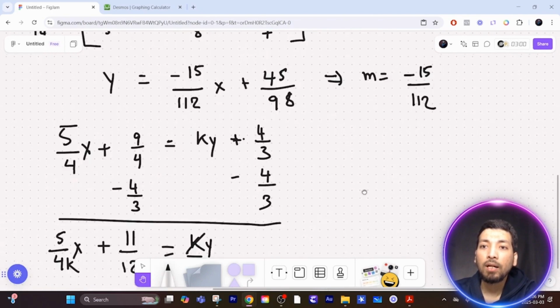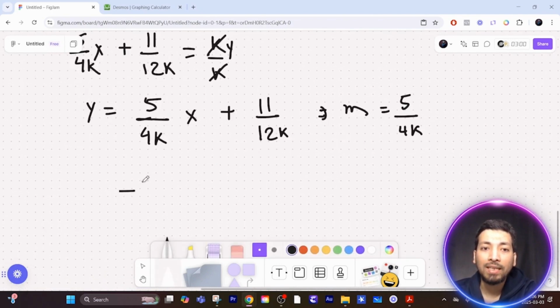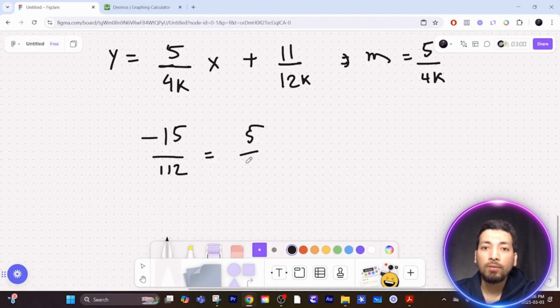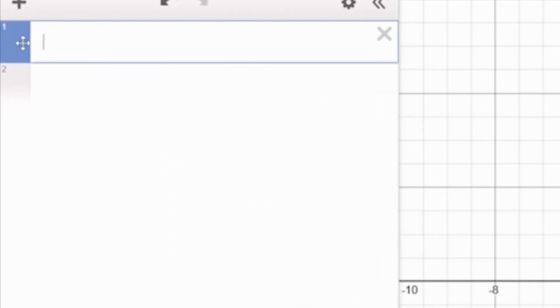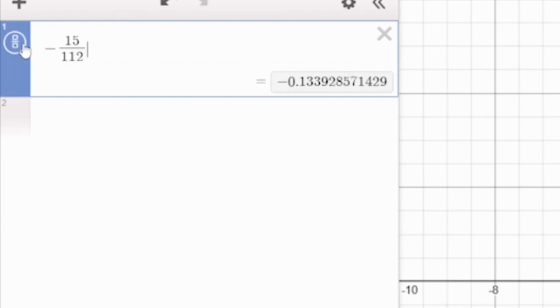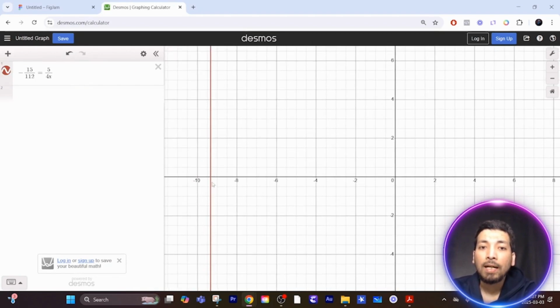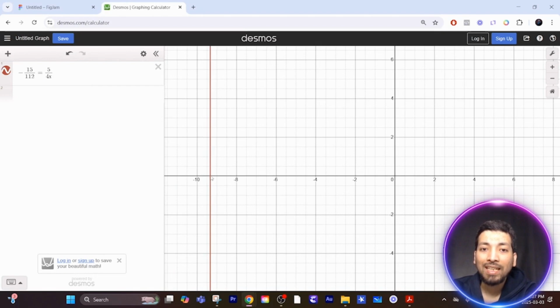Now these two slopes are equal. So we can write negative 15 over 112 is equal to 5 over 4k. Now we can use Desmos to solve for this. If we use negative 15 over 112 is equal to 5 over 4k. Now, usually if we put a variable other than x or y, we don't get the value from Desmos. So we just replace this with x. We can see a vertical line passing through a value here. But if you just click here, we don't see the value.